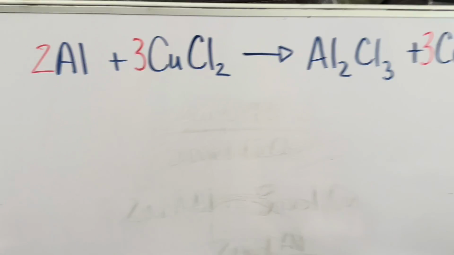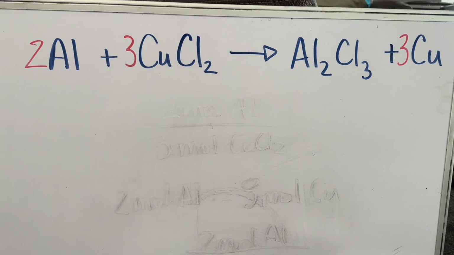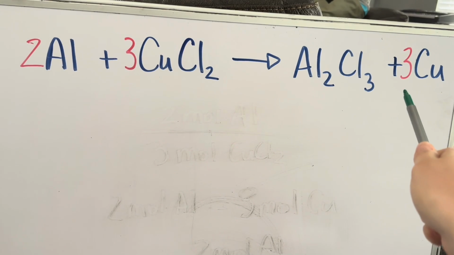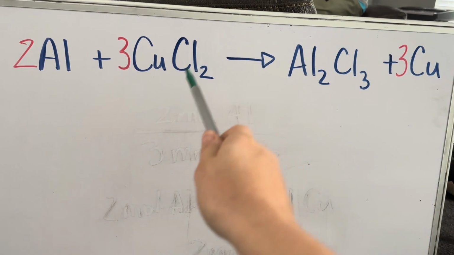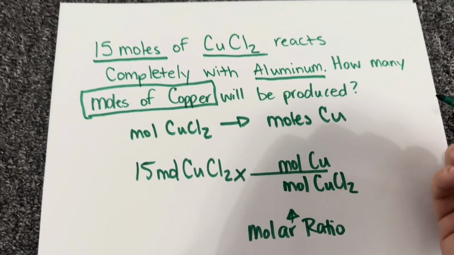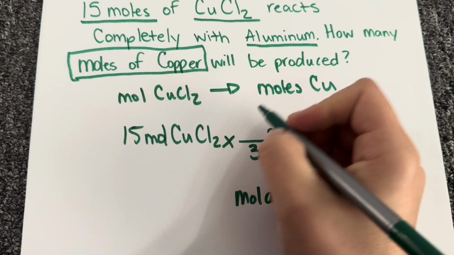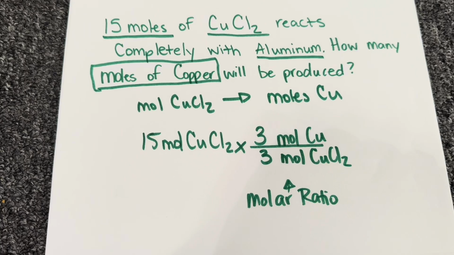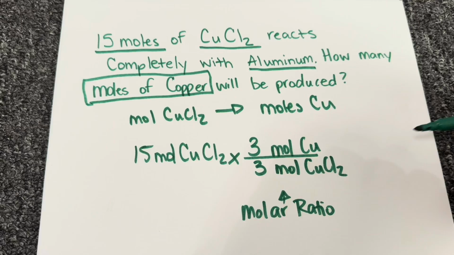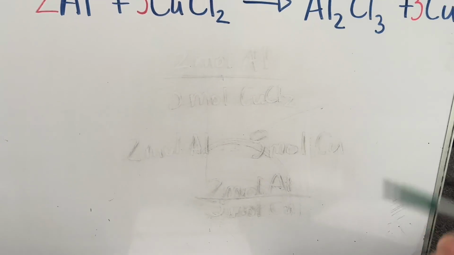So let's go up to our balanced chemical equation and figure out what numbers we need. I was trying to connect copper chloride to copper. So I see a 3 and a 3. Let's pull those numbers down and put them here. So for every 3 moles of copper chloride, I produce 3 moles of copper. For this reaction, this is my molar ratio. Where did these numbers come from? The balanced chemical equation, so 3 and 3.